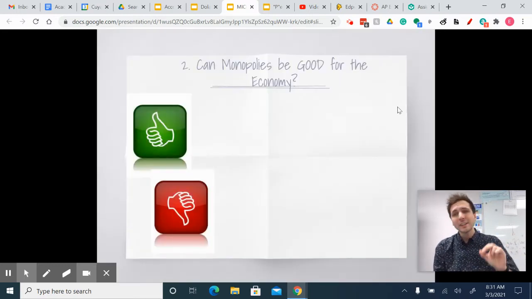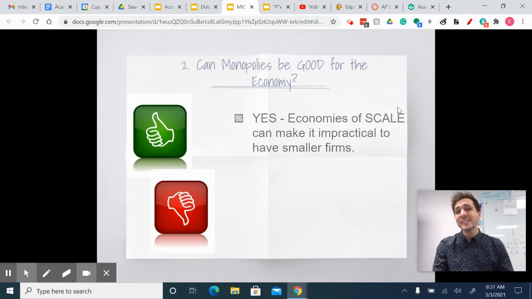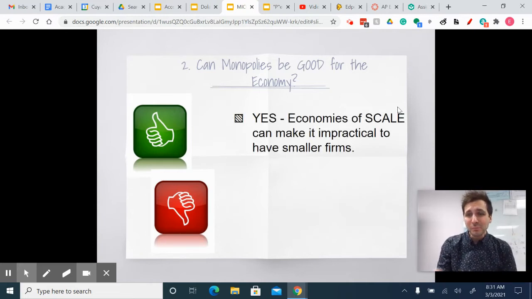Okay, question: can monopolies be good for the economy or for society as a whole? Normally you look at this and you're like, no way, right? Monopolies are bad. We are America. We know competition is important. We have antitrust laws in place on purpose. The answer is actually they can.